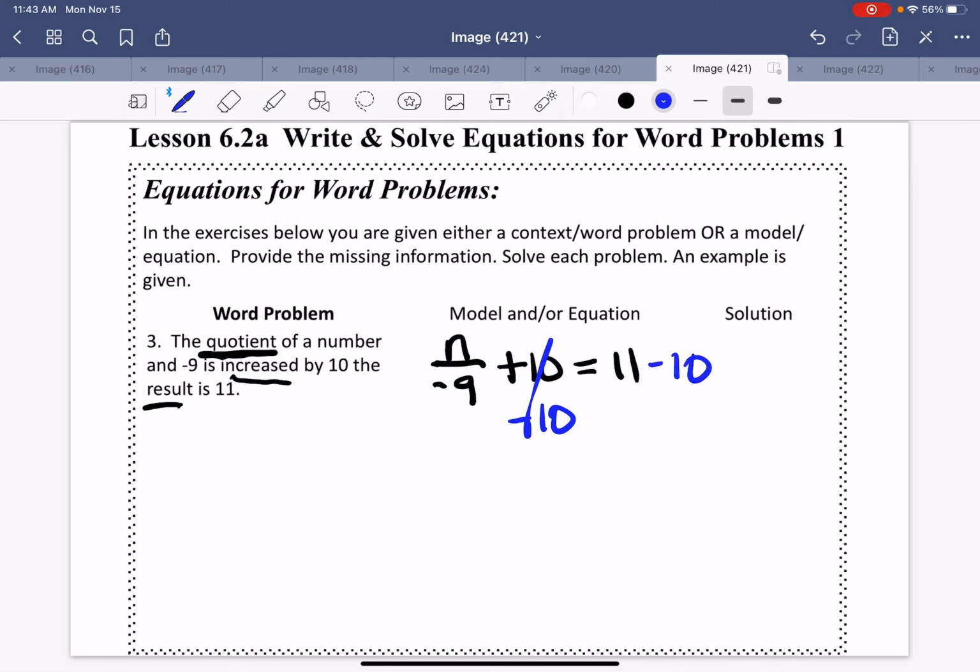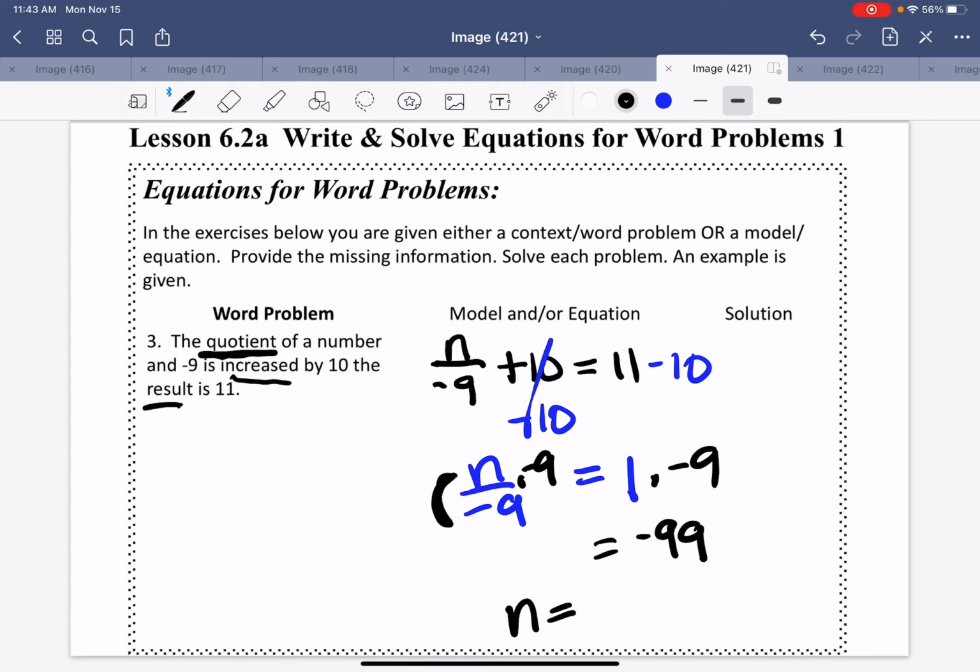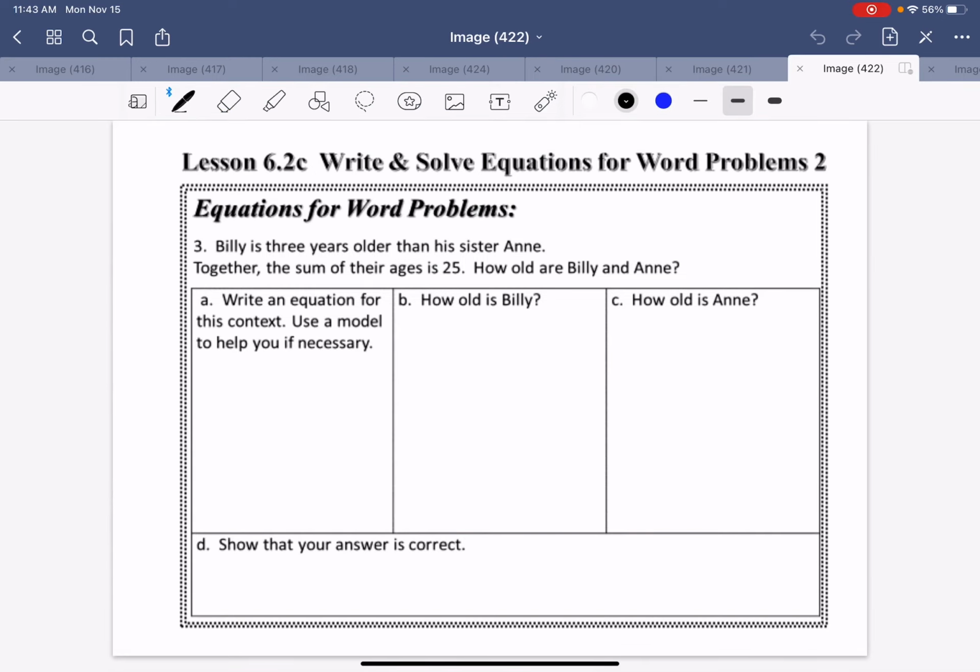Then subtract 10 over here. 11 subtract 10 is 1. I still have n divided by -9 over here. Now I need to get n by itself. Right now the operation is division, so I want to multiply by -9 to cancel it out. I multiply by -9 on both sides. So 1 times -9 is -9, so our number is equal to -99. Okay, next example here.